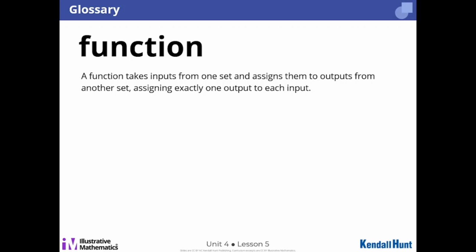Next, we have function. A function takes inputs from one set and assigns them to outputs from another set, assigning exactly one output to each input. And this is the vitally important thing. In order for something to be considered a function, every unique input is only allowed to have exactly one output. If you're in a situation where you can put one number in for the input and get multiple numbers for the output, then that is not a function.